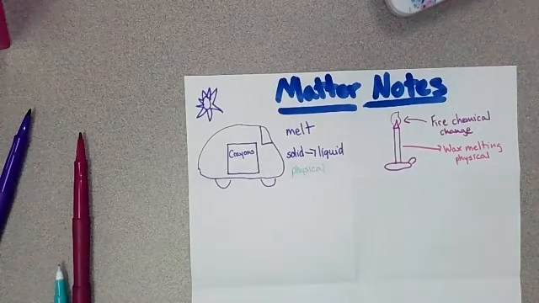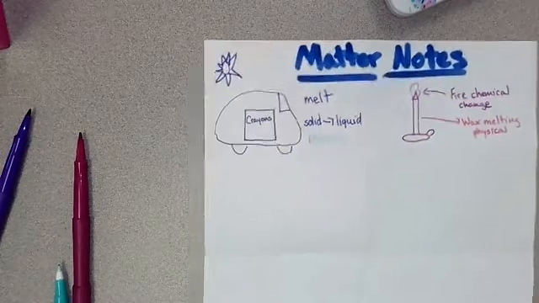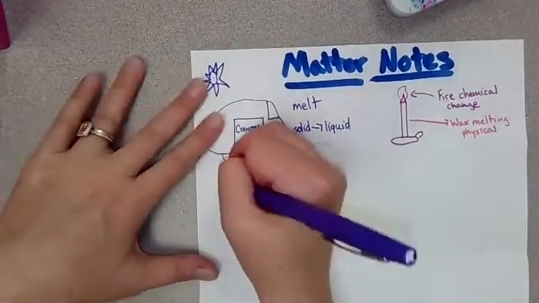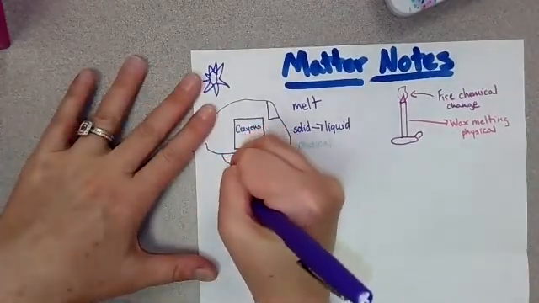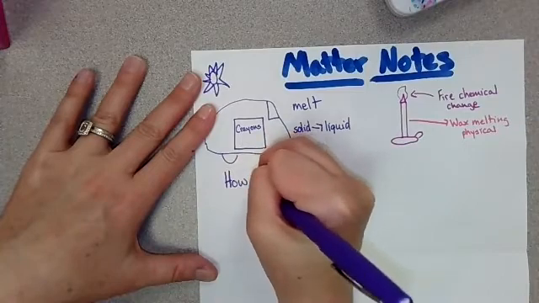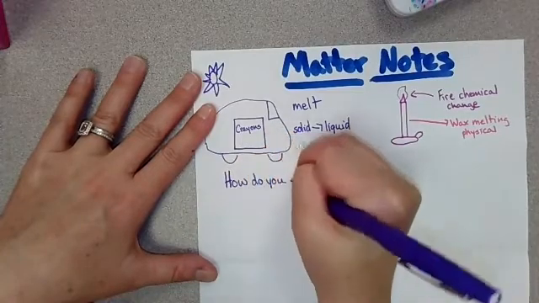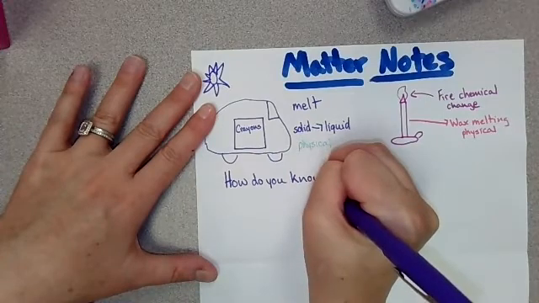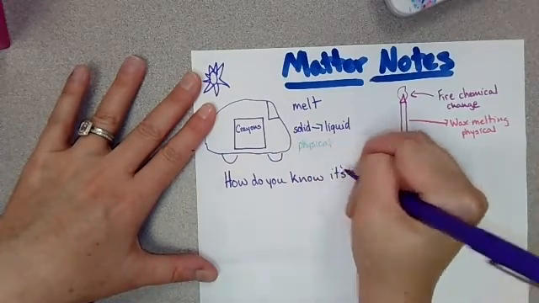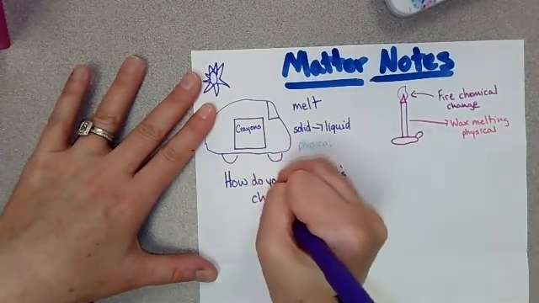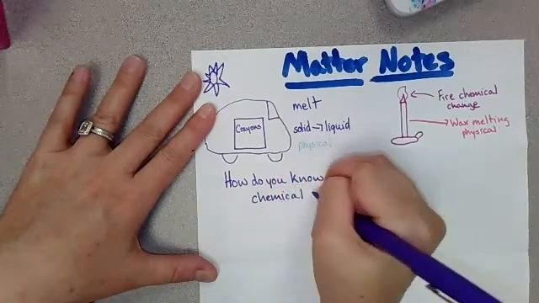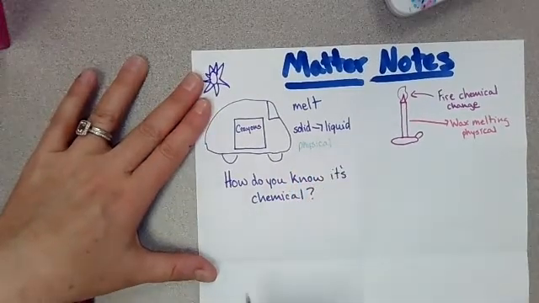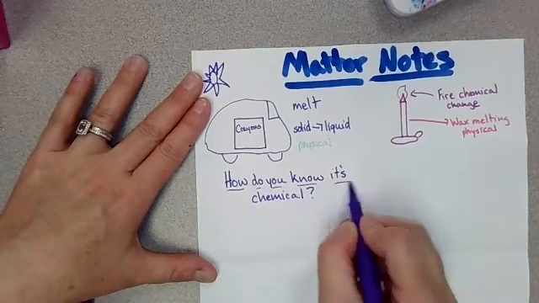All right. Next one. How do you know a chemical change has taken place? So let's write that. How do you know it's chemical? We're going to talk about the clues. How do you know it's chemical?